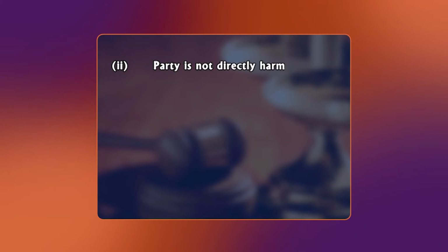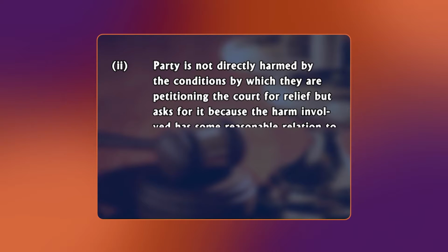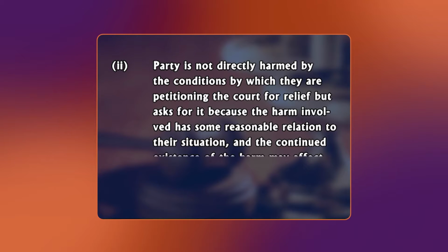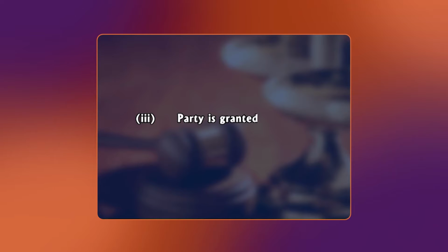Number 2. The party is not directly harmed by the conditions for which they are petitioning the court for relief, but asks for it because the harm involved has some reasonable relation to their situation, and the continued existence of the harm may affect others who might not be able to ask a court for relief. Number 3. The party is granted automatic standing by act of law.